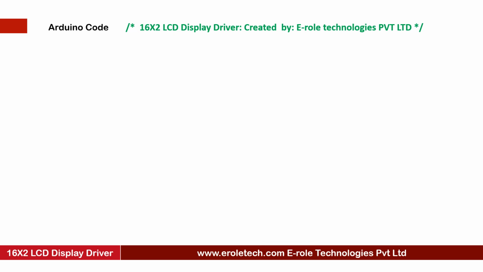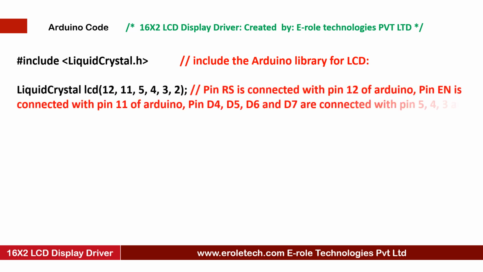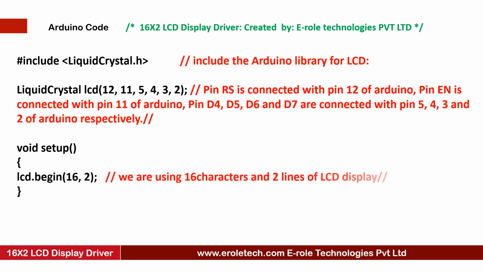This is the code of this project. To control the LCD display, we will first include its library in the program. To include the library, we will write in the first line, #include <LiquidCrystal.h>. Then we will declare the name of the used pins in the sequence of RS, enable, D4, D5, D6, and D7. Void setup is a function in which we initialize the LCD. By using this function, lcd.begin(16,2), it means we are using 16 characters and 2 lines of the LCD display.